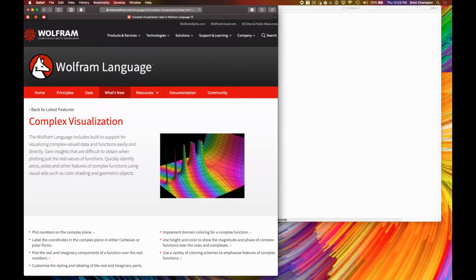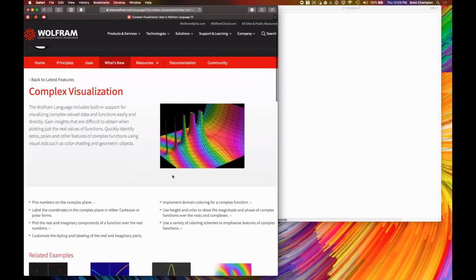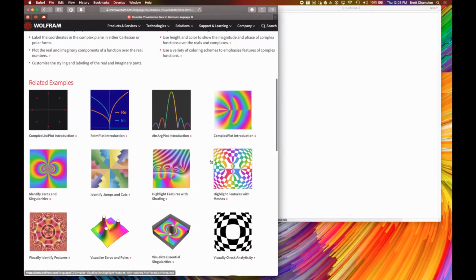And so now in version 12, we've introduced 5 new functions for visualizing complex valued data and functions. And we're going to take a look at those and then look at some applications of them and how to interpret and make use of them.